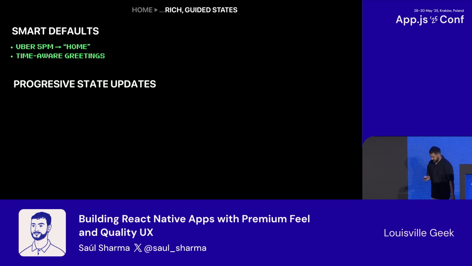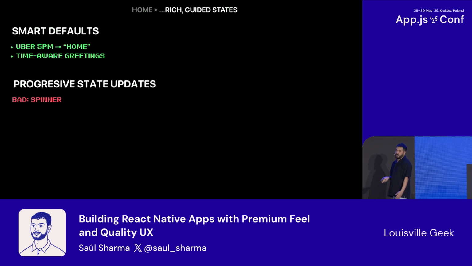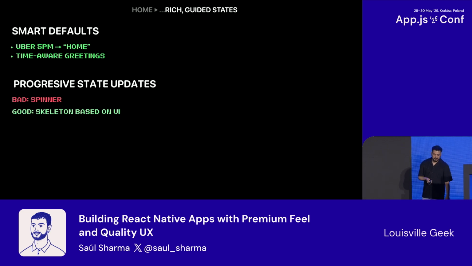And progressive state updates. We know spinners are often bad. I mean, it's normalized by Apple. I think one of their problems with the UX is the spinner, but because the users are so used to it, it's there, and I consider it bad UX. But the good one is skeleton-based UI. You know the UI, what it looks like, you just have it as a skeleton. But this is just good. How can we make this even better?